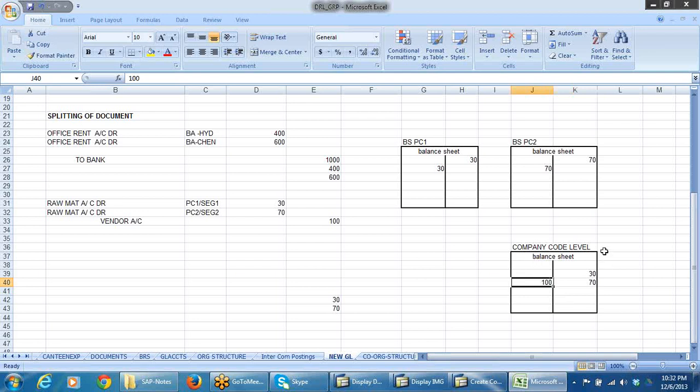But the problem you get only if you want to prepare profit center wise. When you prepare profit center wise, you can take, say, inventory of raw material here, inventory of raw material here, 30, 70. Then the liability side you cannot take. So what will the system take on the liability side? This account it will take.